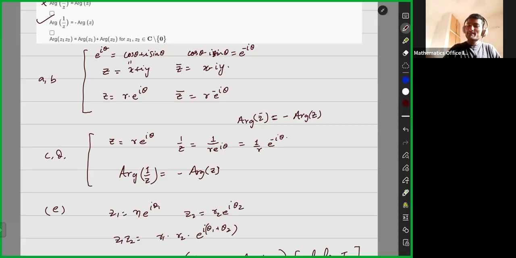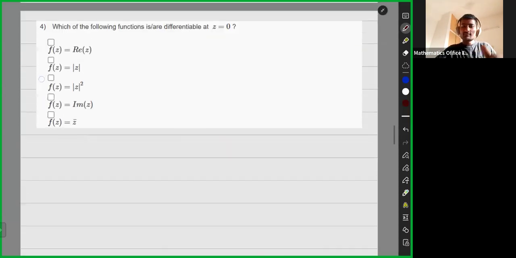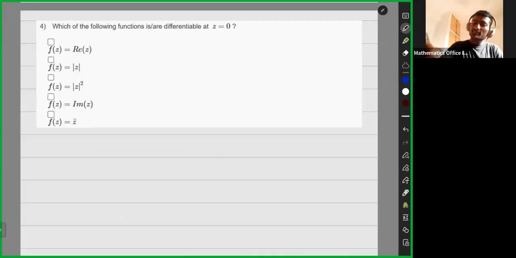Okay, thanks. Let's see the fourth question. Which of the functions are differentiable at zero? So first, see the definition of differentiability. At zero, we need to check, so we need to check the limit.